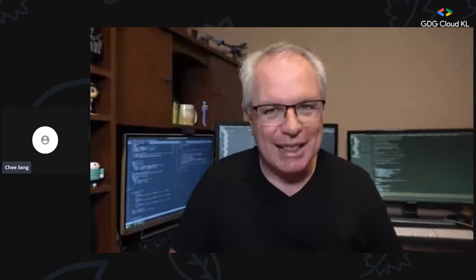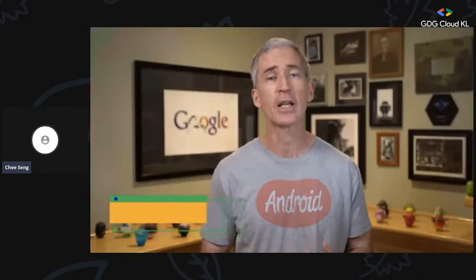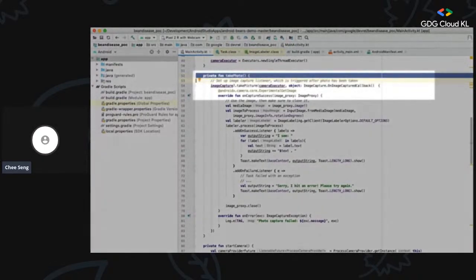So to get started with Android, let's see what Chet can teach us. I want to create an app that's able to recognize information about plants. It's going to need camera functionality as well as machine learning inference. Let's see what that looks like in code. The app is written in Kotlin and uses Camera X to take the pictures and ML Kit for on-device machine learning analysis. The core functionality is in Take Photo, where we take a picture, analyze it, and display the results.